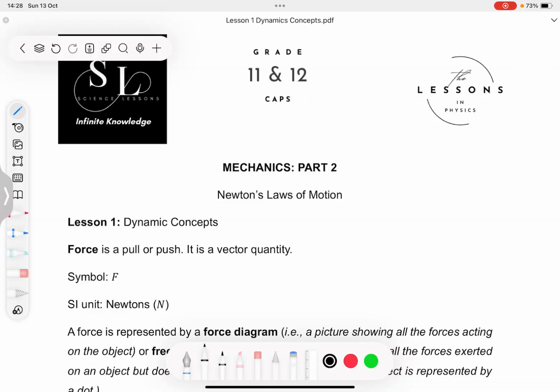The first lesson in our quest of mechanics, Newton's laws of motion, is the study of dynamics. In this lesson, I will share with you the basics of understanding Newton's laws of motion. Let's kickstart the lessons.